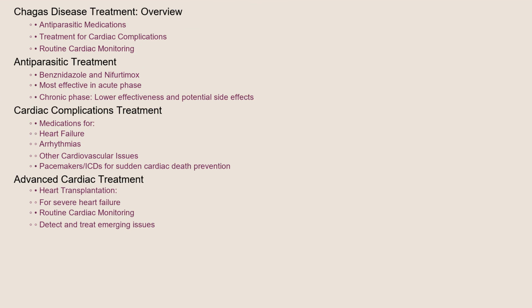Treatment for Chagas disease involves antiparasitic medications, such as benznidazole and nifurtimox, which are most effective during the acute phase of infection. In the chronic phase, these medications may still be used, but their effectiveness is lower, and they can have significant side effects. Treatment for cardiac complications includes medications to manage heart failure, arrhythmias, and other cardiovascular issues. Pacemakers and implantable cardioverter defibrillators may be necessary to prevent sudden cardiac death. For patients with severe heart failure, heart transplantation may be considered. Management also involves routine cardiac monitoring to detect and treat any emerging cardiac issues.